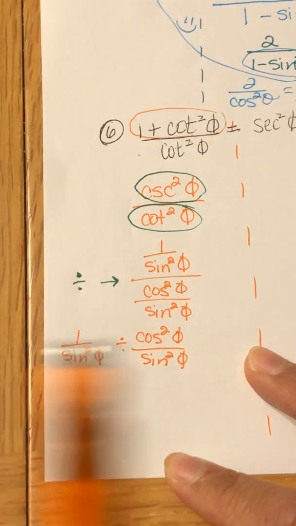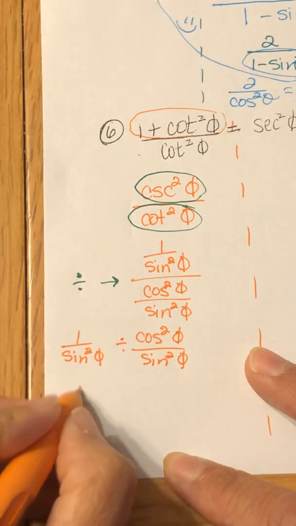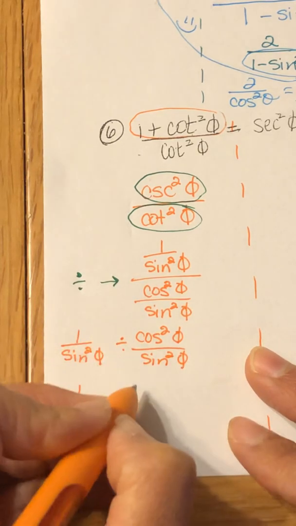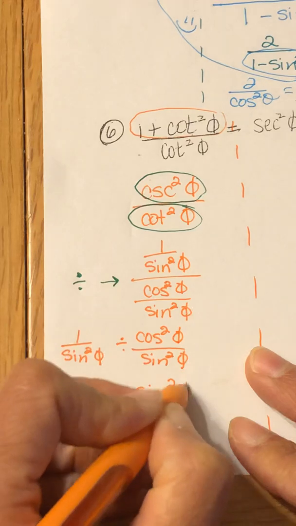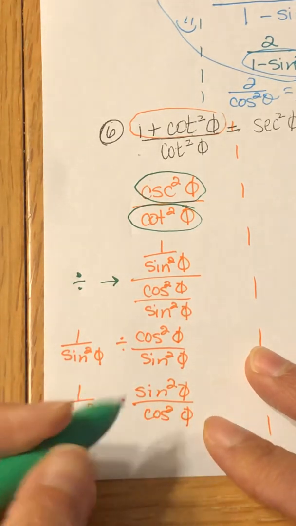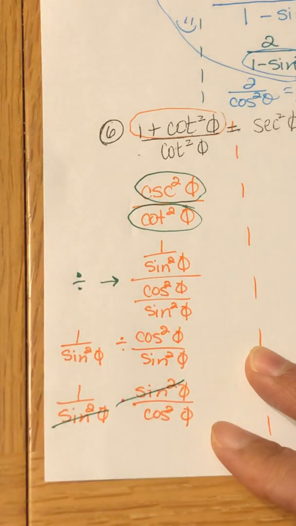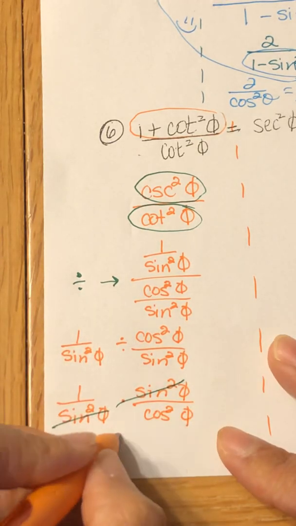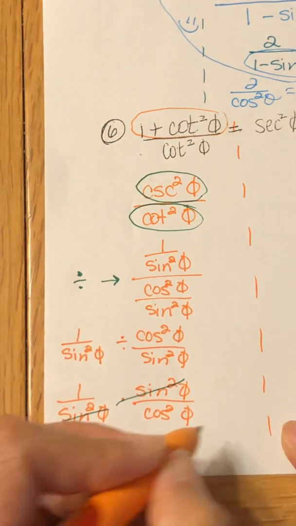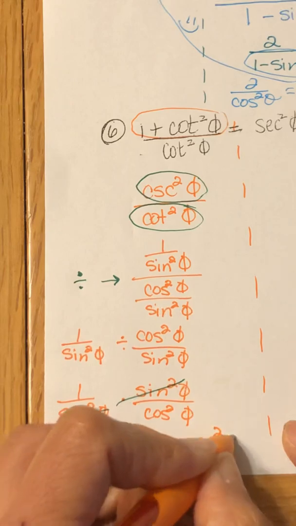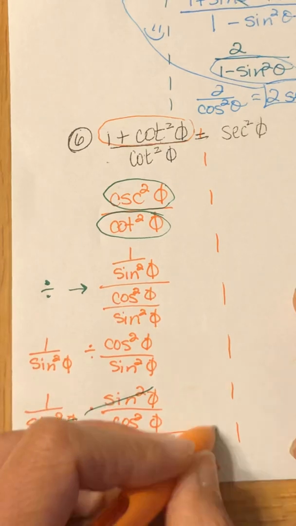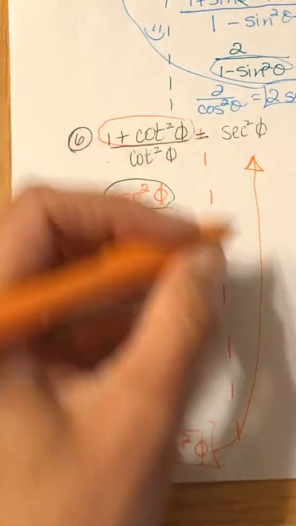And dividing fractions, it's easy as pie. You flip the second and multiply. So sine squared phi times sine squared phi over cosine squared phi. And hey, the sine squareds cancel. So all I have left is 1 over cosine squared phi, and 1 over cosine turns into secant squared phi, which matches the right. So we did it.